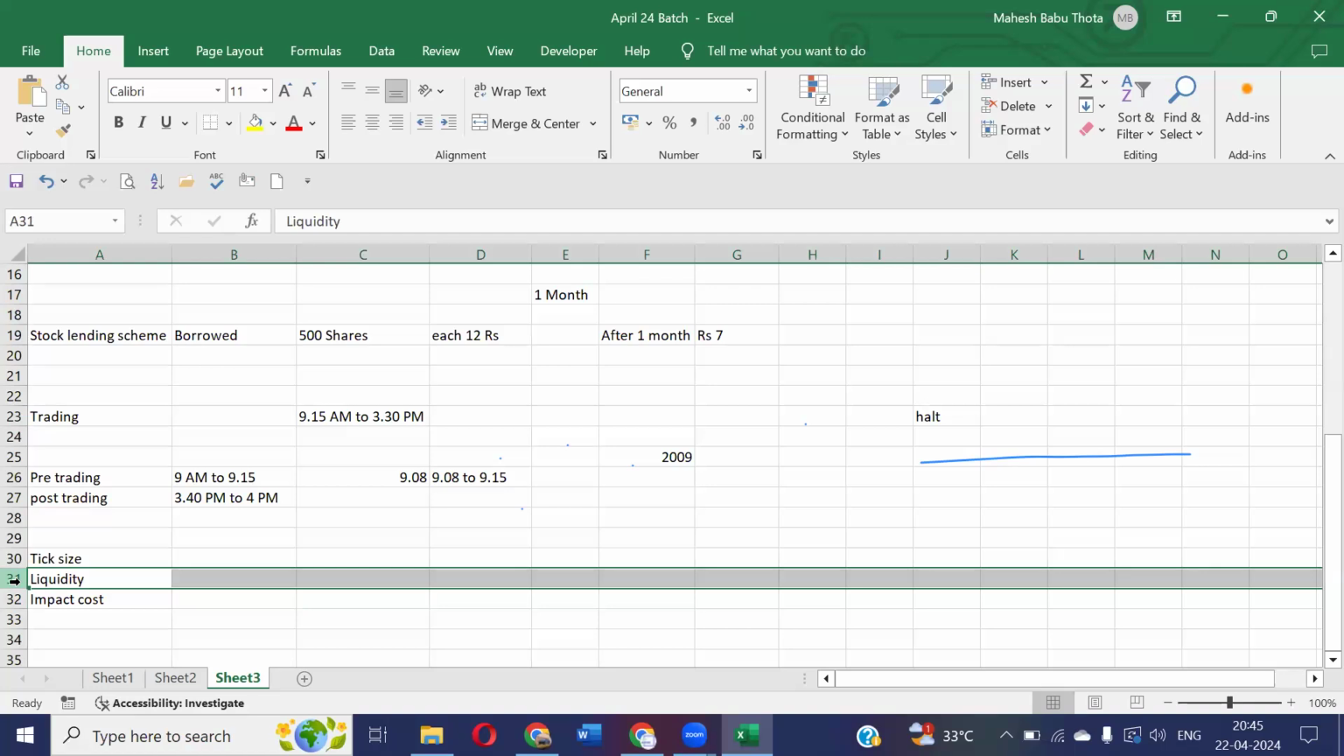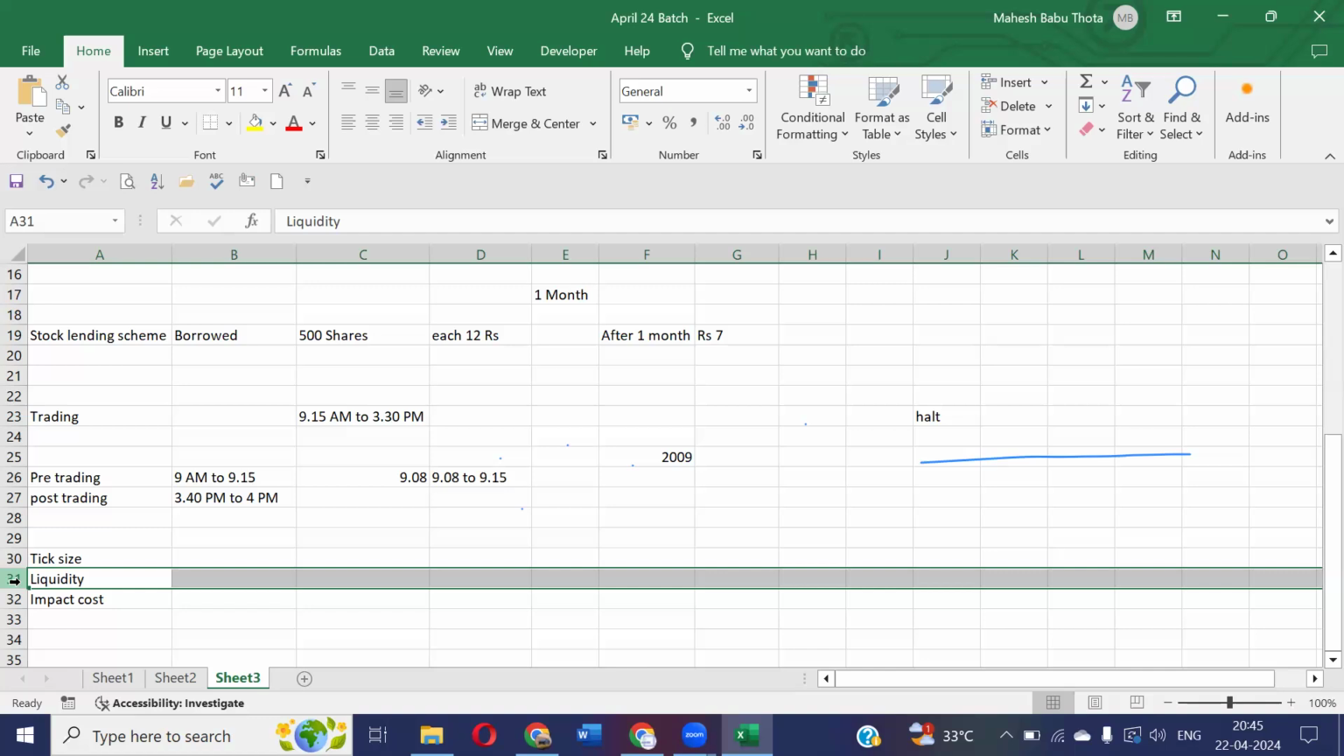Impact cost will be very high if there is less trading. There is always an inverse relationship between impact cost and liquidity. That's why we always want high liquidity. If a high number of shares are traded in the stock exchange, the impact cost will be very low. Are you guys understanding the point? Yes, understood.